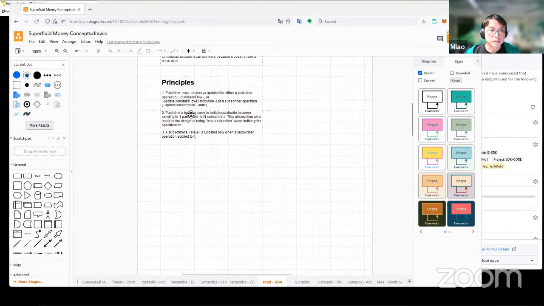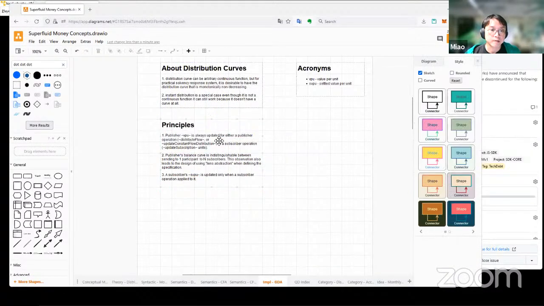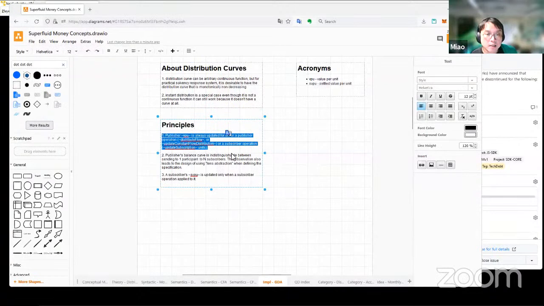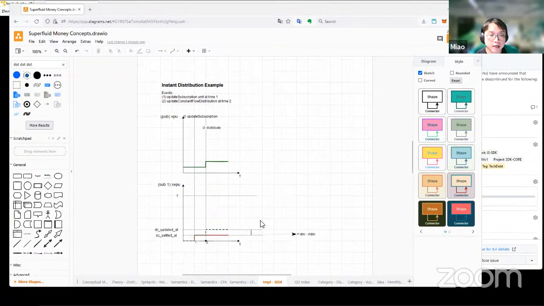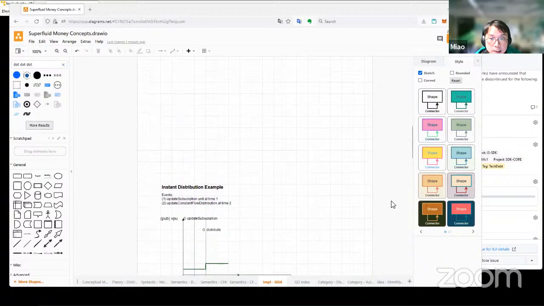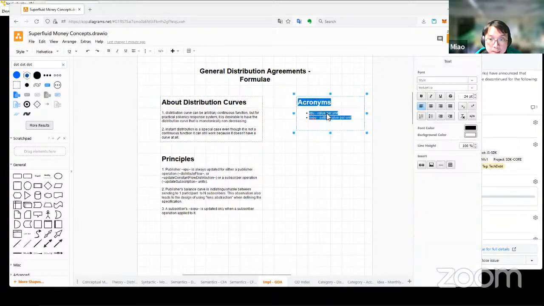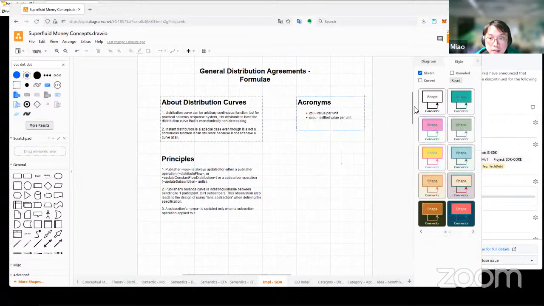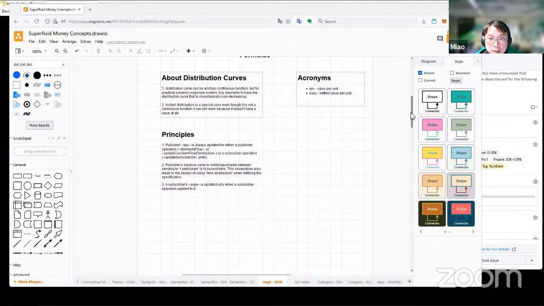Okay, I think the most important principle is, all of them are important, but the first one is that... okay, wait, maybe let's go to the idea of how it works. Maybe even that one is not super clear to some people. The important data pieces: one is called a value per unit, and one is called a settled value per unit. So I'm using VPU and SVPU just to distinguish them as shorthands later.